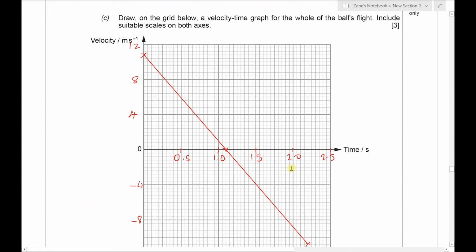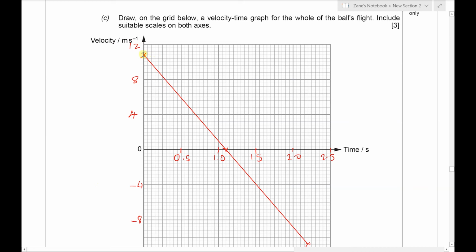Now for the next part of the question, we were asked to draw on the grid below a velocity time graph for the whole of the ball's flight and include suitable scales on both axes. So I've pre-drawn this. I've decided to use a vertical scale where the major axes are separated at 4 meters per second intervals. You could possibly use 5s on these points if you liked. It's entirely up to you.